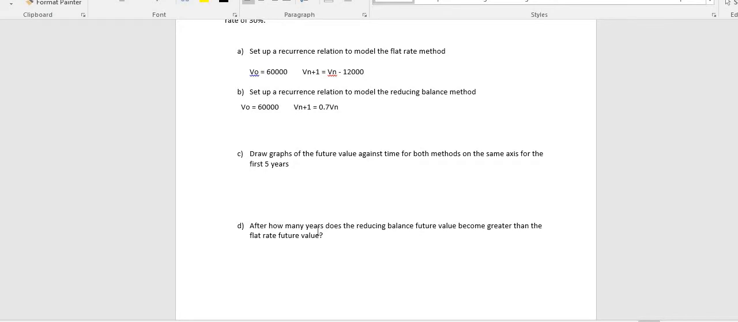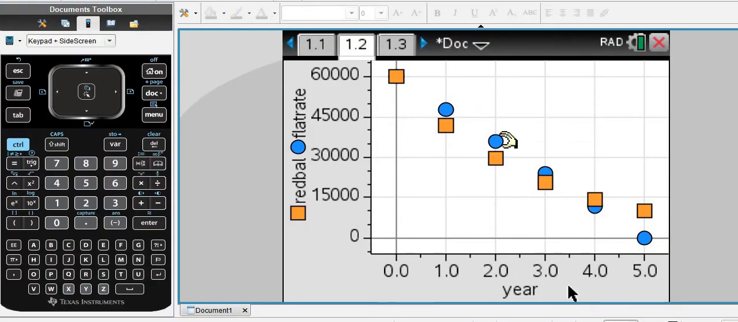And the last part of the question, after how many years does the reducing balance future value become greater than the flat rate future value? Now we can look at that on the graph, or we can look at it back in our table of values. Okay, so in this section of the graph here, so blue dots here, so the flat rate value is more than the reducing balance, more than, and then here's where it switches. Over down here. Okay, so reducing balance value is greater here.